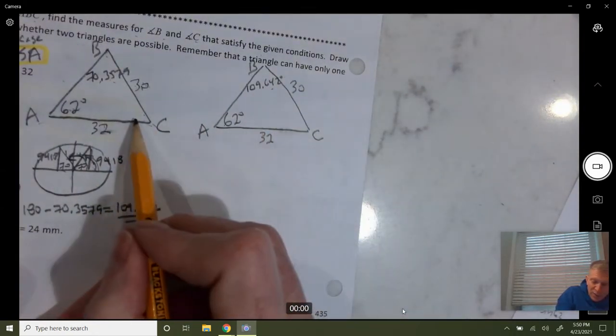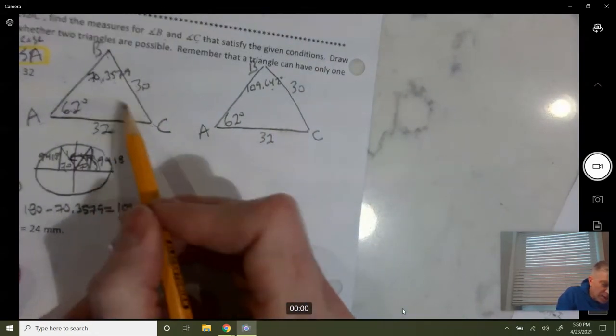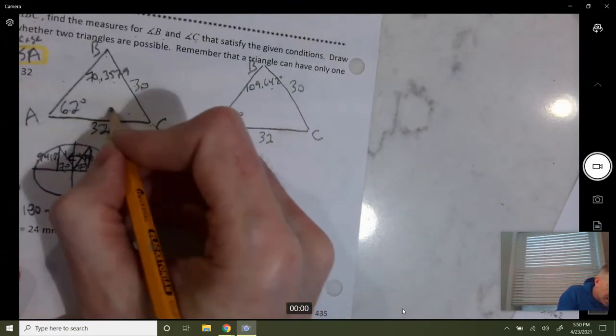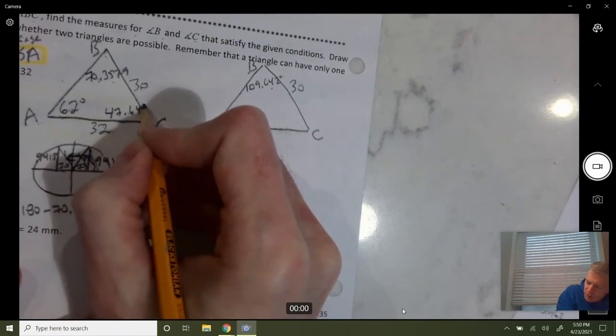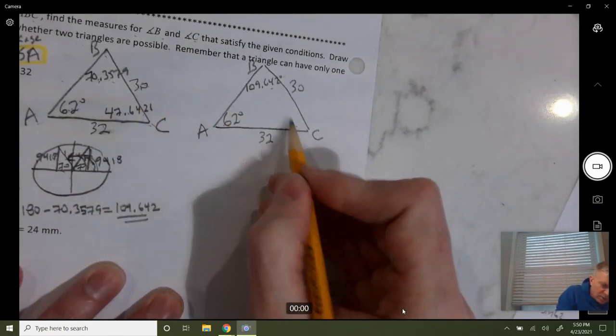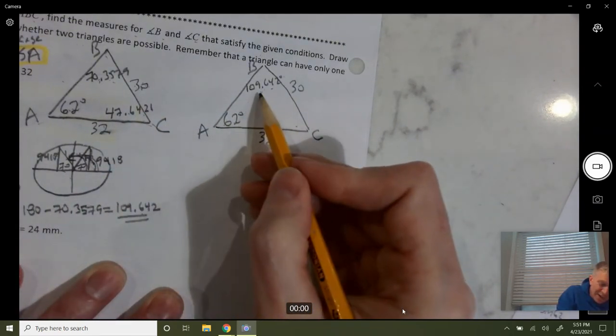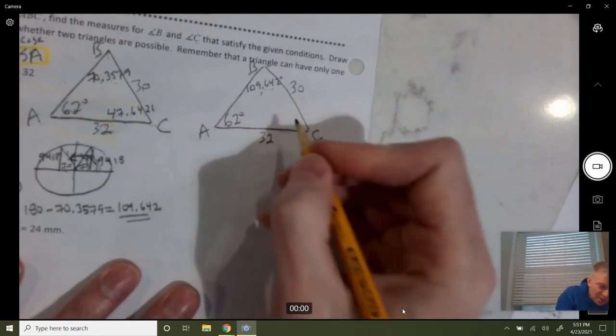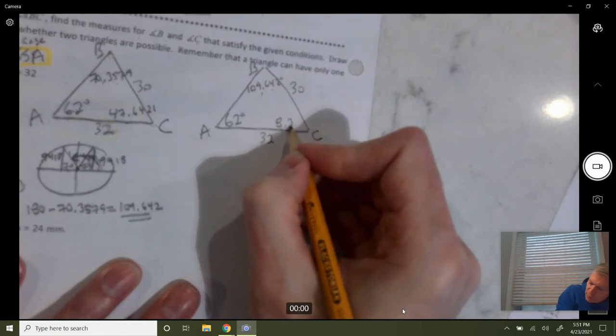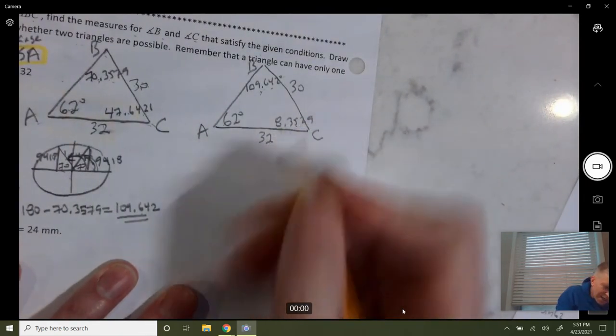Okay, so we've got this and this. Now, to find the other angle, we would just take these two, add them up, and subtract from 180. That's going to give us 47.6421. And this one over here, notice this almost gets you to 180. 109 plus 62 is going to be like 171 point something. We get 8.3529.